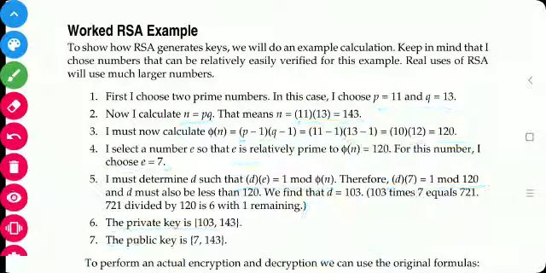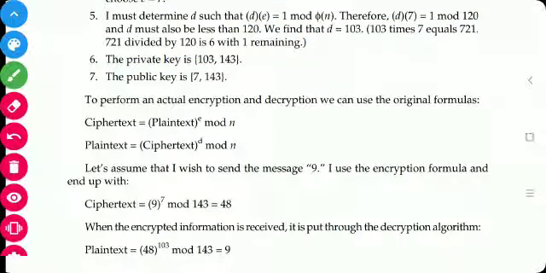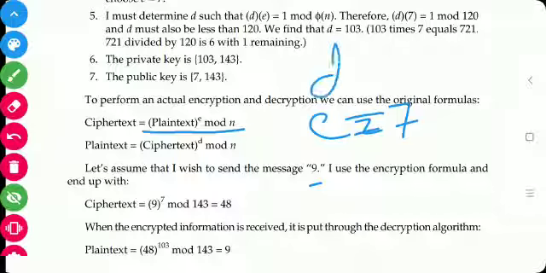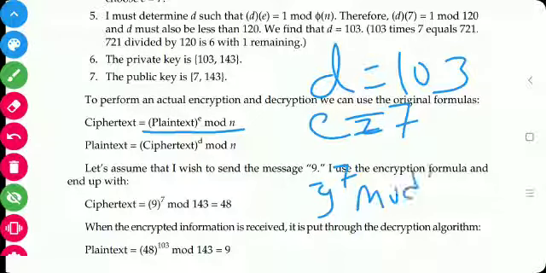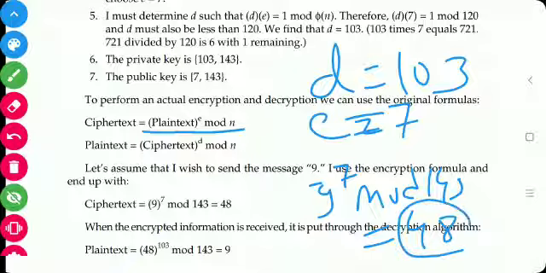Okay, now we will calculate plain text and ciphertext. Ciphertext is equal to plain text raised to e mod n. Let us assume that I wish to send 9. So e is 7 and d is 103. Plain text 9 raised to 7 mod 143 is 48. So the encrypted information is 48.